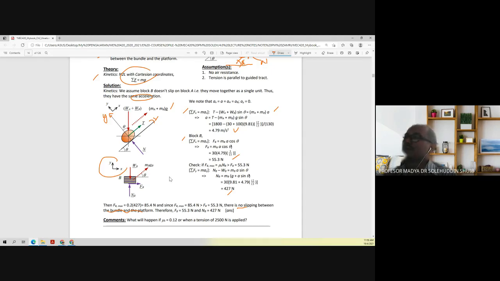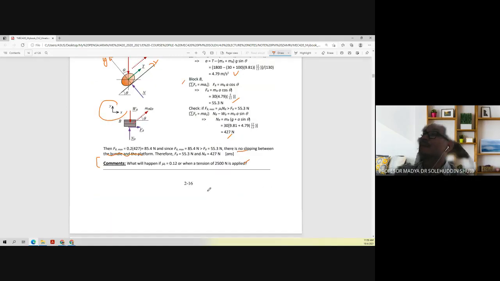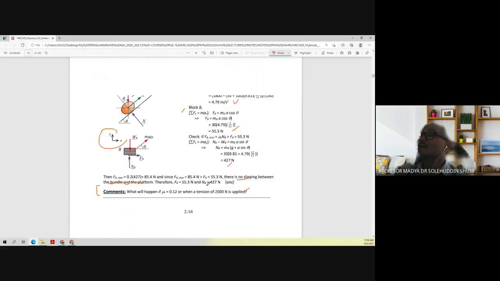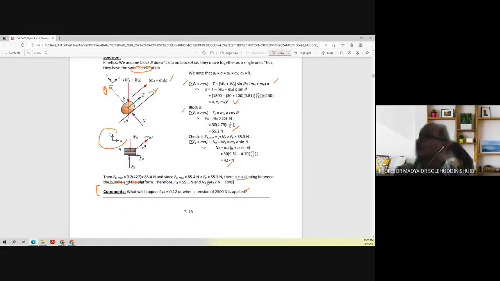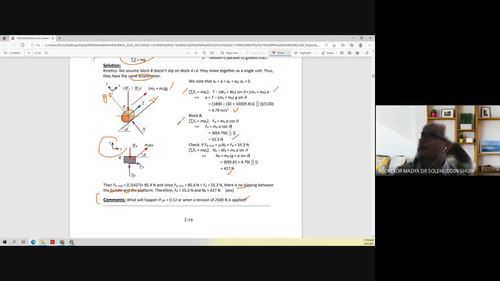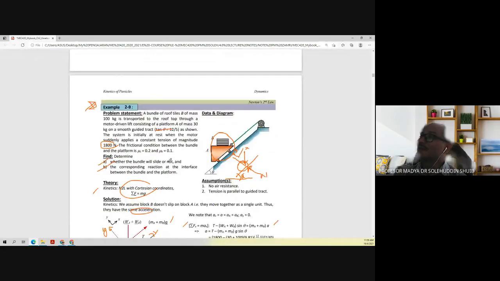We can proceed with this by asking: what will happen if mu is 0.12, or when the tension is 25? Substitute the value and then make a comment. I think I'm going to stop here. I hope you can go through this again. Try to understand and try to solve it on your own, without looking at the solution, to see whether you can get the answer or not.